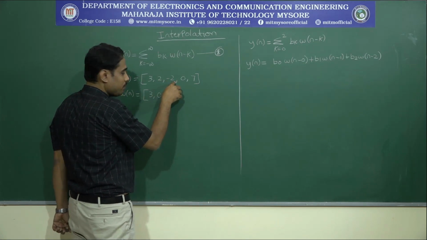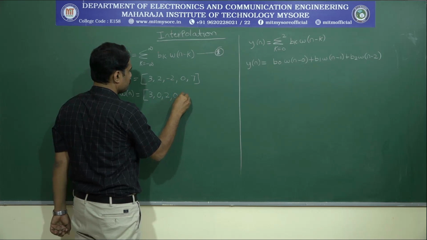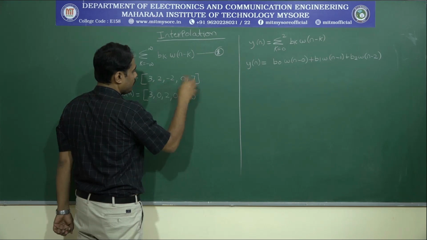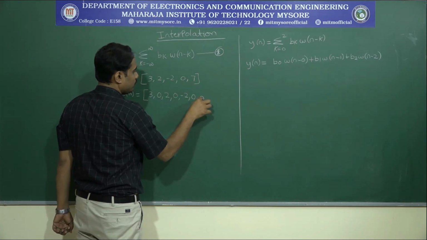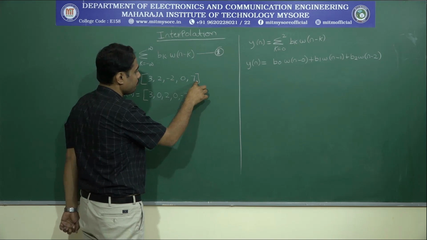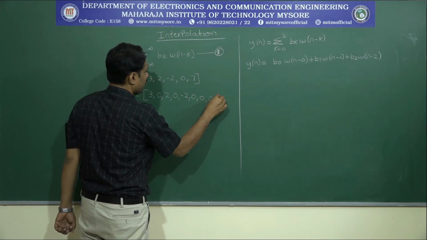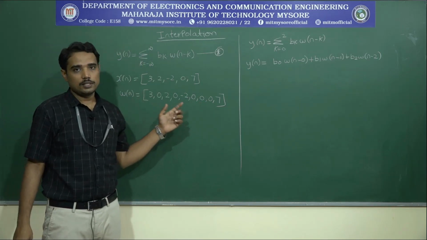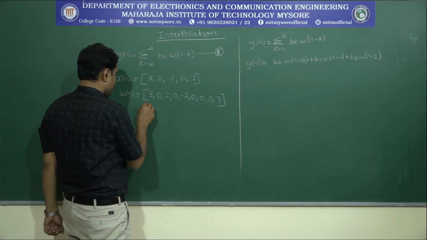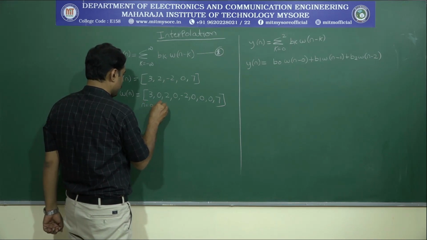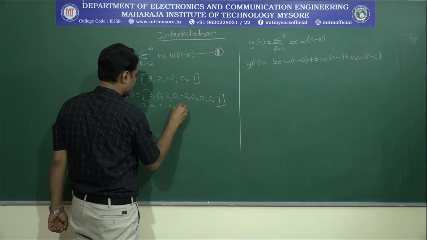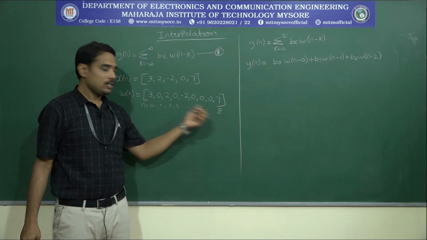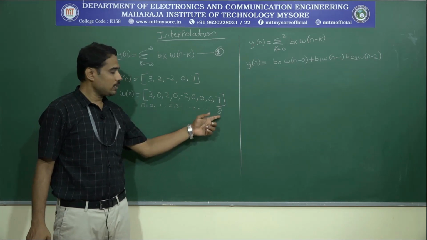Before going to the next sample, that is minus 2, insert 0. Then go to the next sample. Then before going to 0, insert 0. Then take the next value, that is 0. Before going to the next sample 7, insert 0 and then finally write 7. This is the w of n sequence. Here n is taking values from 0, 1, 2, 3 up to 8. Totally 9 values are there, index starting from 0 to 8.